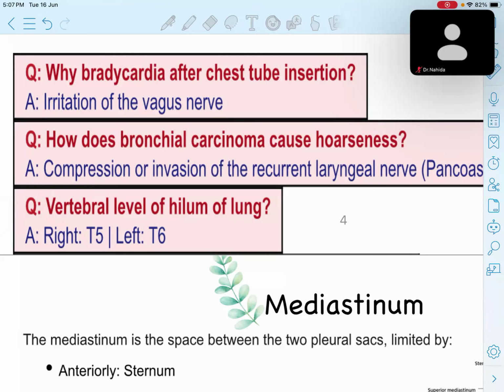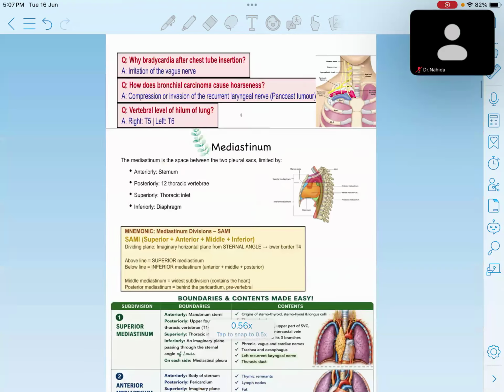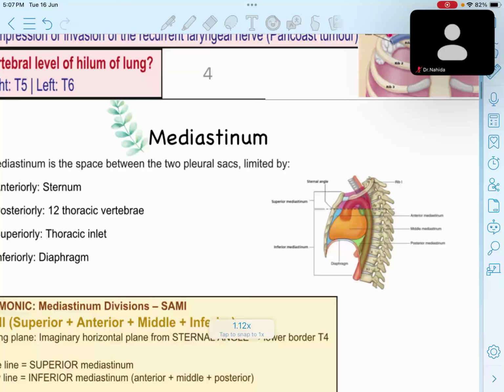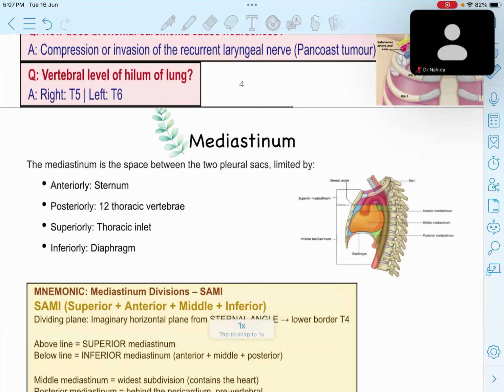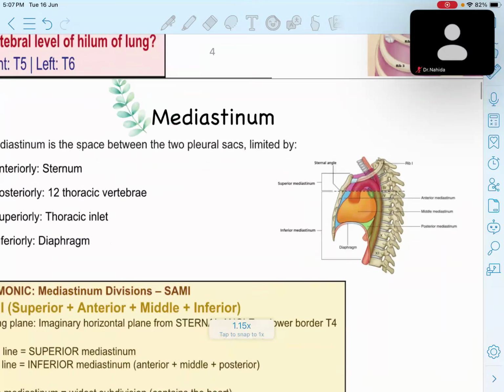Vertebral level of the hilum: on the right side it is T5 and on the left side it is T6. And now the high yield topic, mediastinum. Okay, it is very, very, very important from thorax. Very much important. Just see.